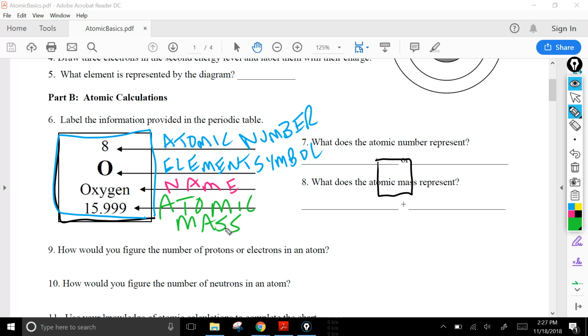This is the element name. And this one is the atomic mass. You have to know the parts of a square off the periodic table and what those things represent. I should be able to ask you for the atomic number or atomic mass, and you'll be able to find those things using a periodic table.